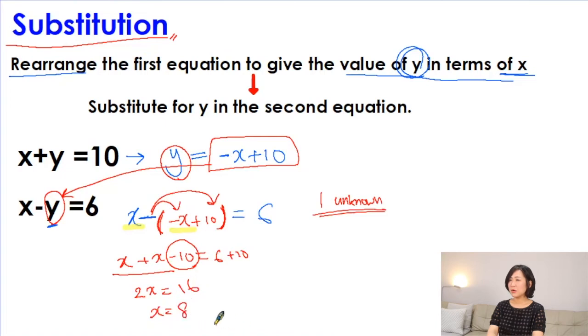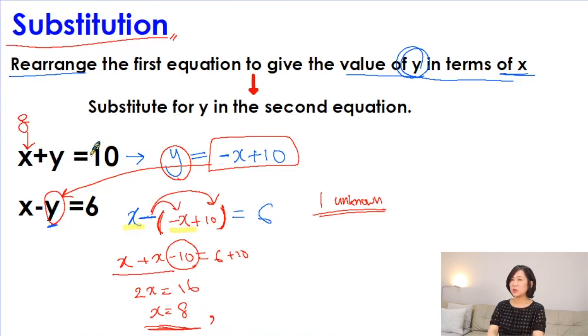Since we found our x, then we can find the y easily, right? Just put 8 inside the x. You can choose one of the equations. Let me use the top one. So instead of x, I put 8.